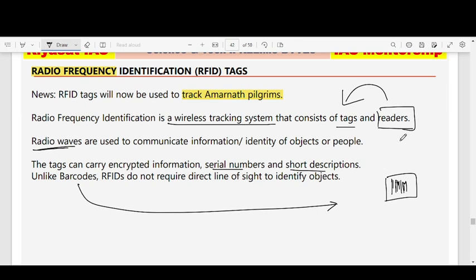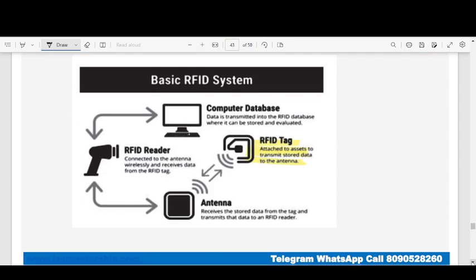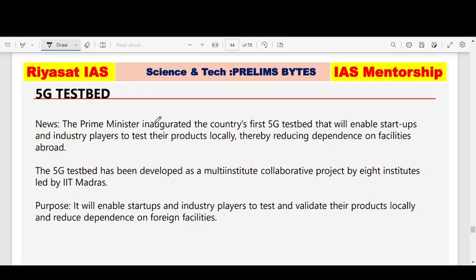But here RFID is not having this type of thing. It is having radio frequency, and through radio frequency you are able to track. So this is everything about your RFID. I hope it is clear to you. Very easy topic. Next is your 5G test bed.